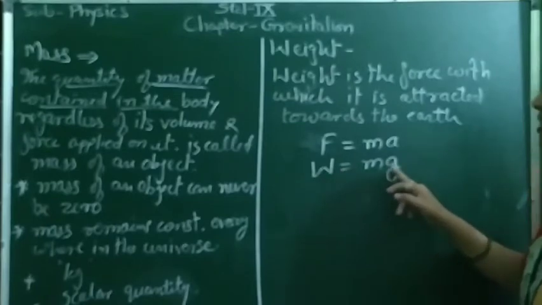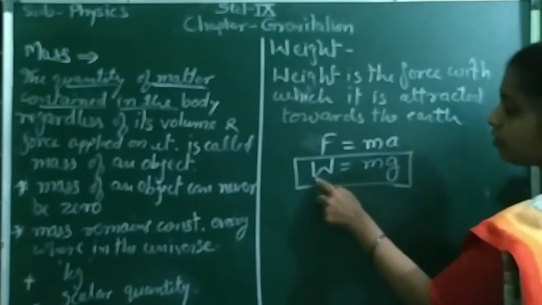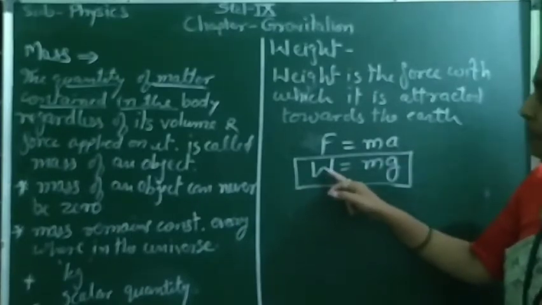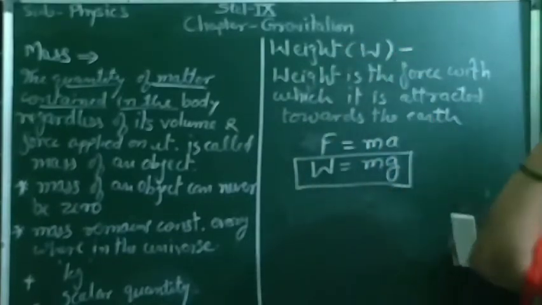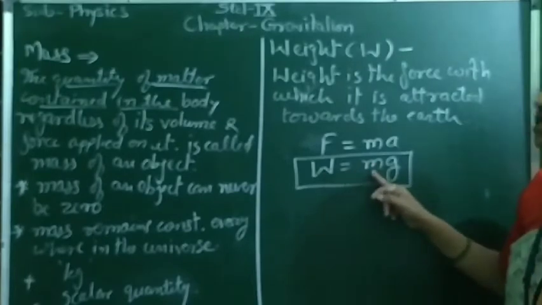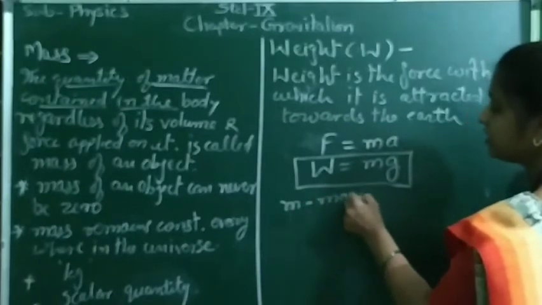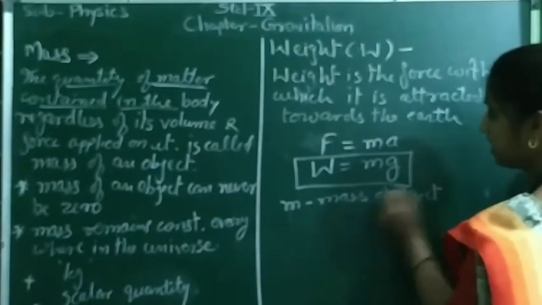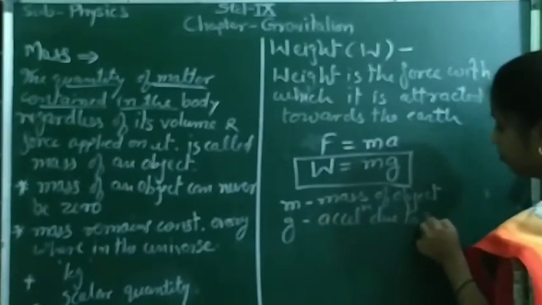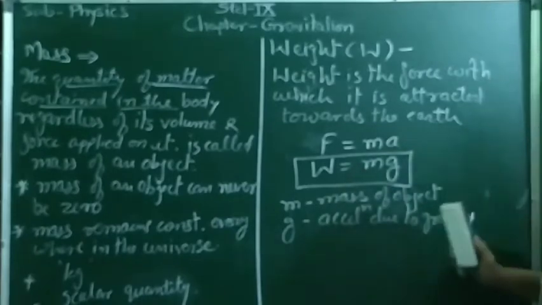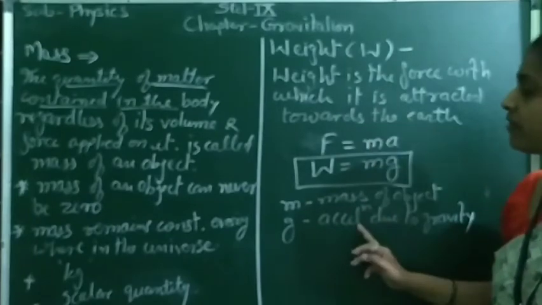So the formula for weight of an object is mg, and weight is denoted by capital W. Its formula is W equals m into g, where m is the mass of the object and g is acceleration due to gravity. So that is called weight of an object.